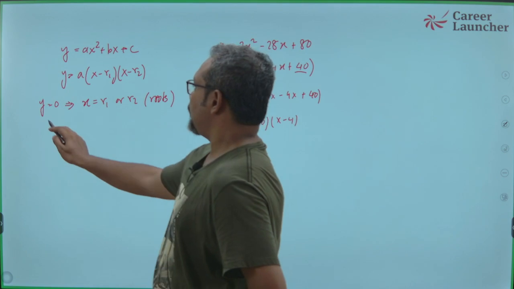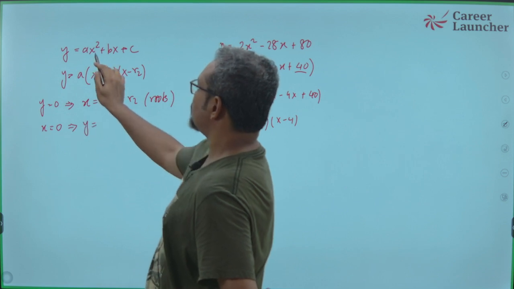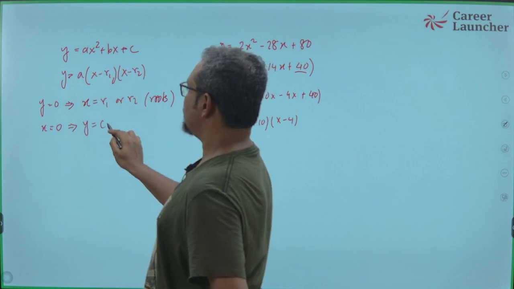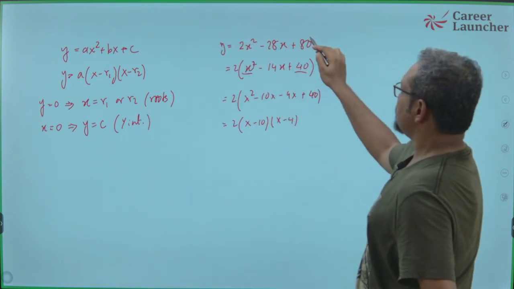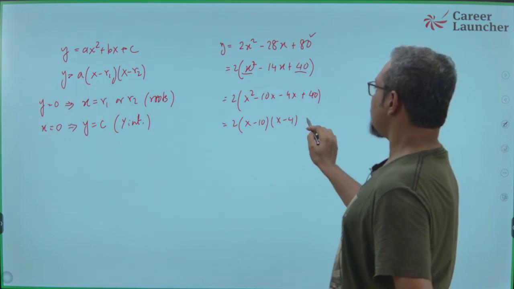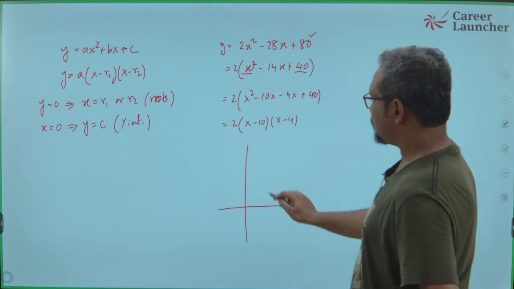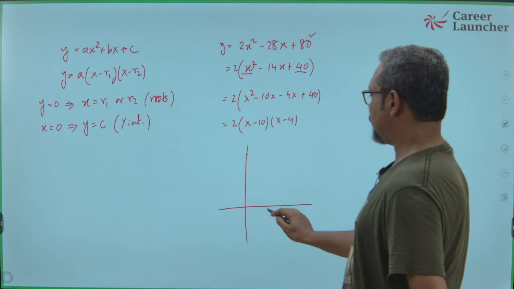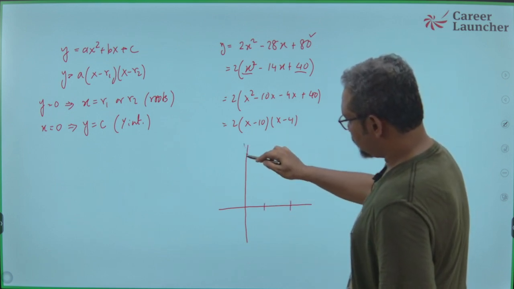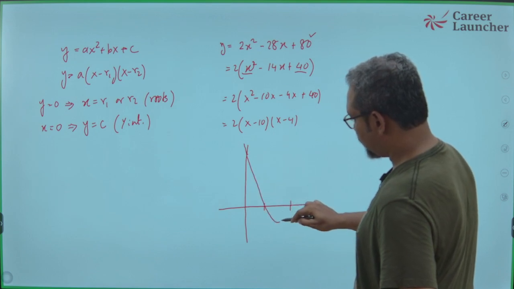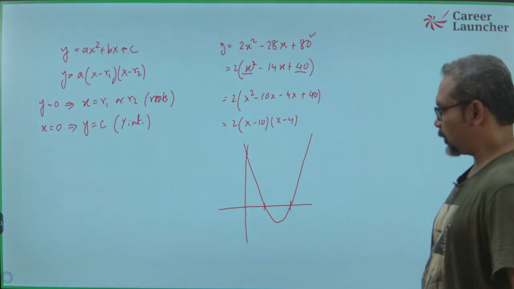Similarly, if I put x equal to 0, then I would get y equal to 0 plus c, so y will be c, this is the y-intercept. So here the y-intercept is 80 and the roots are 4 and 10. So if I try to draw a graph, my curve should pass through 80, somewhere there, a 4 and a 10. Obviously this is not to scale, so the curve has to go like this, then turn around somewhere and move back up. Okay, this is how the curve will look like.